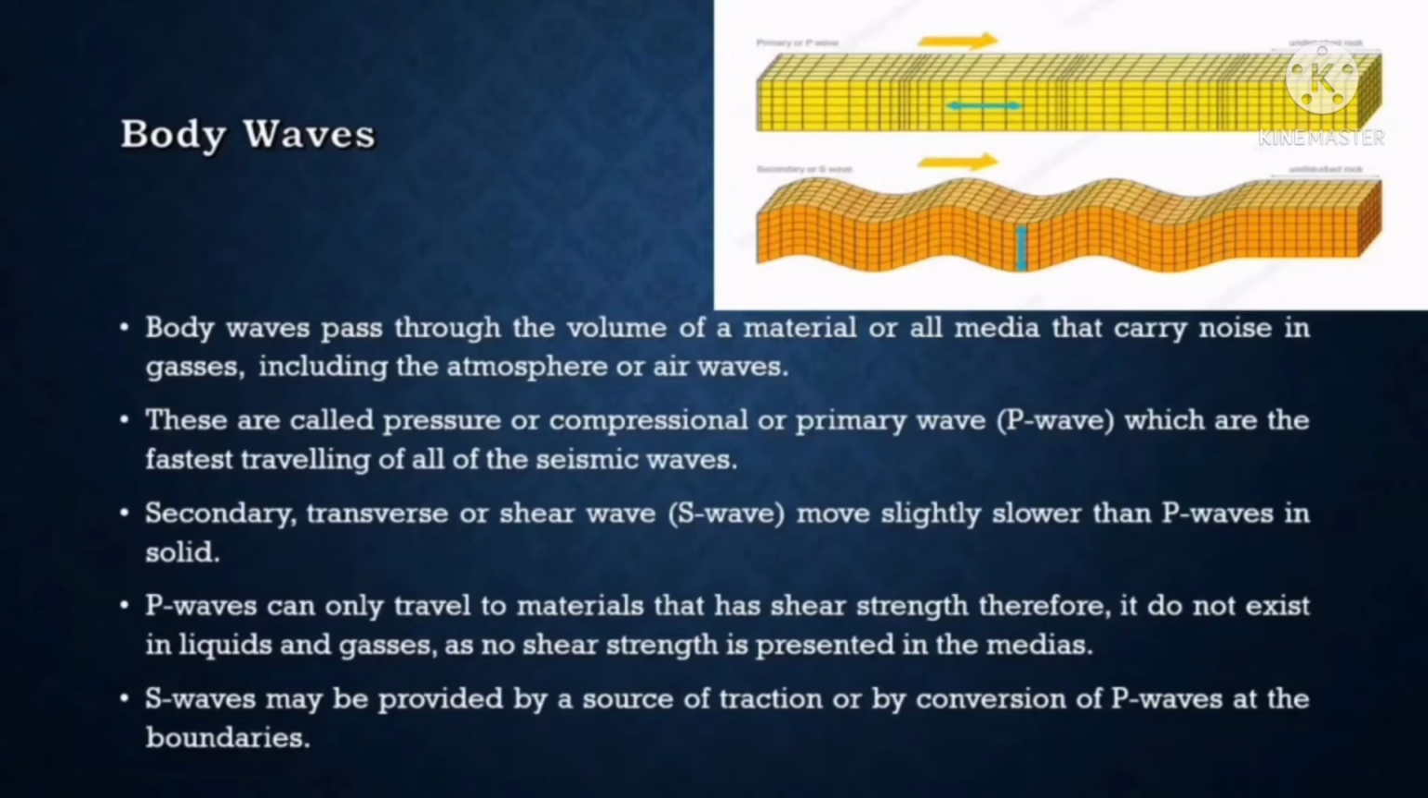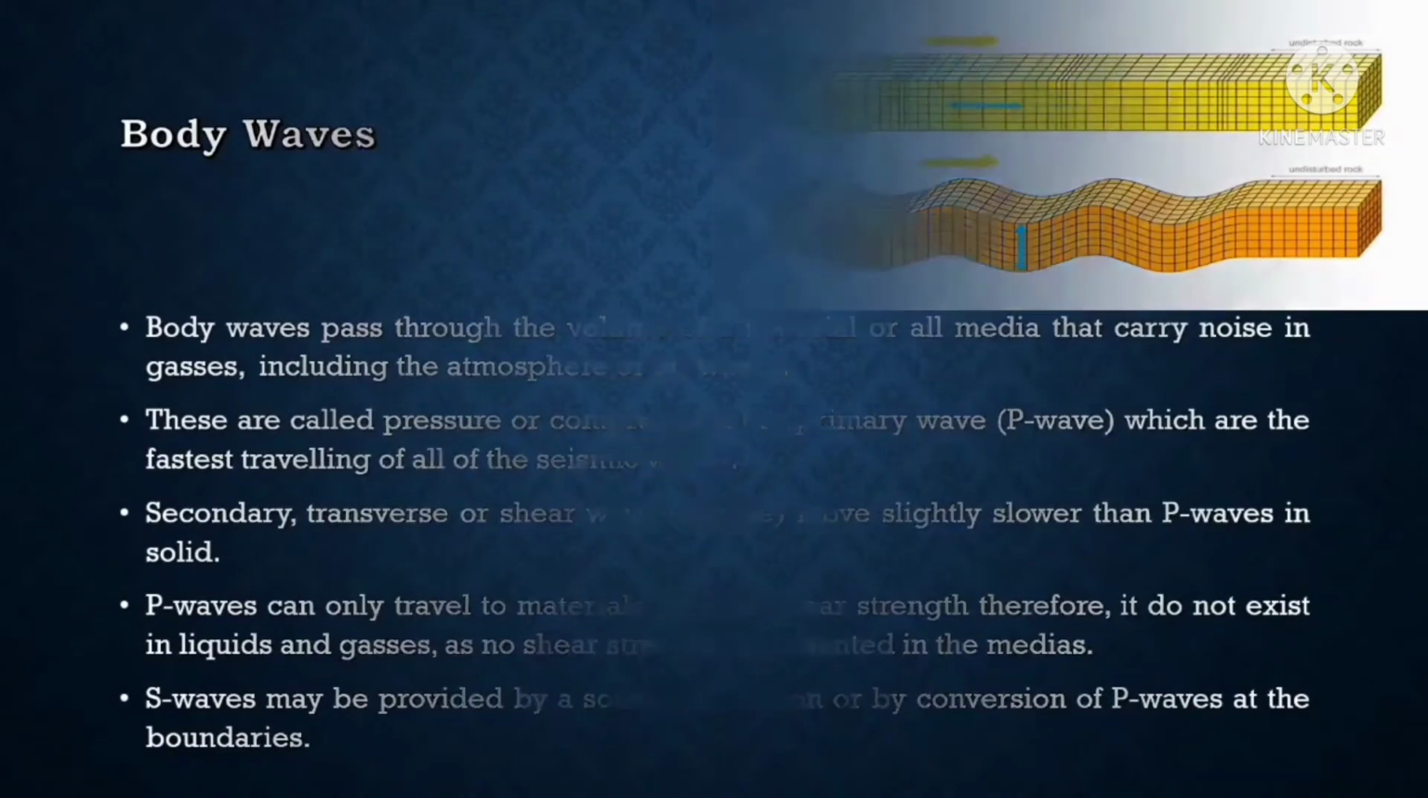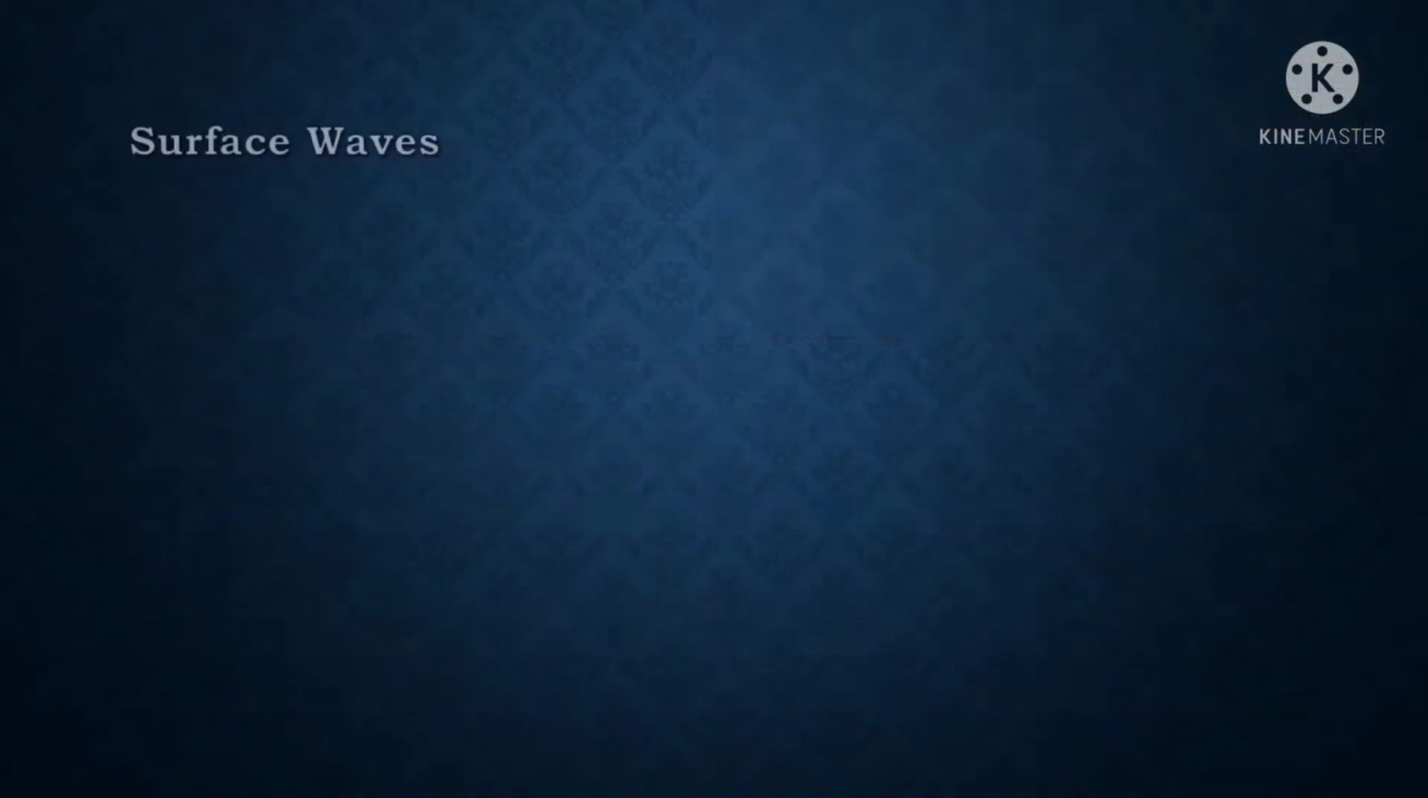Secondary, transverse or shear waves, S waves, move slightly slower than P waves in solids. S waves can only travel through materials that have shear strength, therefore they do not exist in liquids and gases, as no shear strength is present in those media. S waves may be provided by a source of traction or by conversion of P waves at the boundaries.